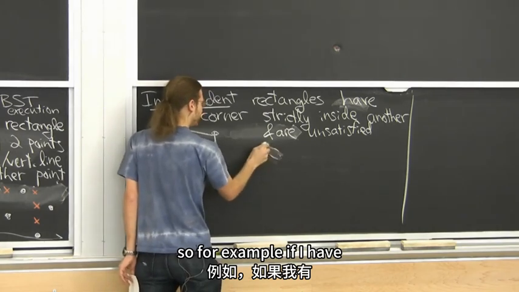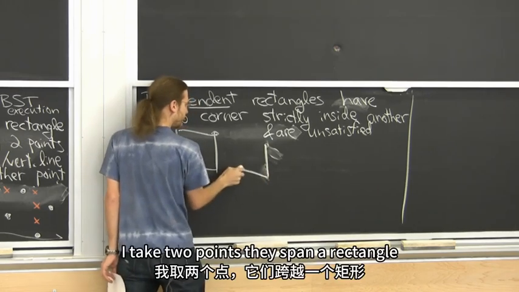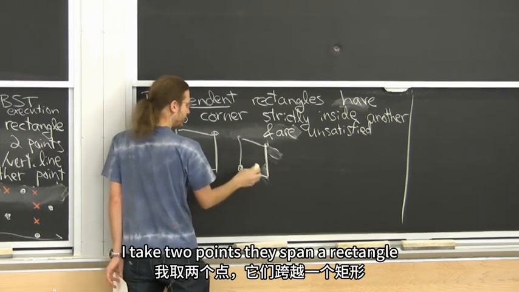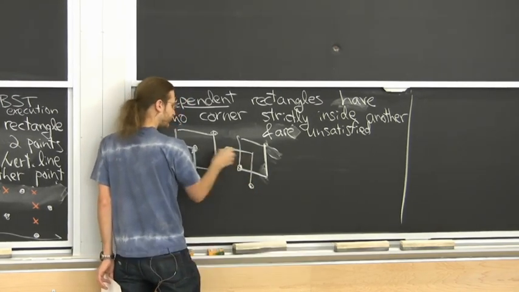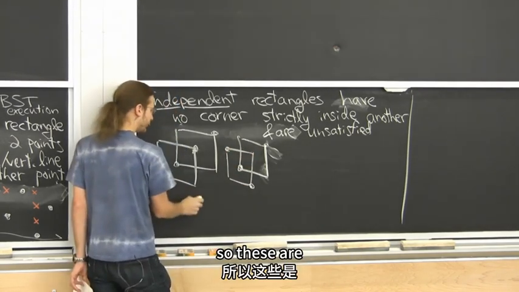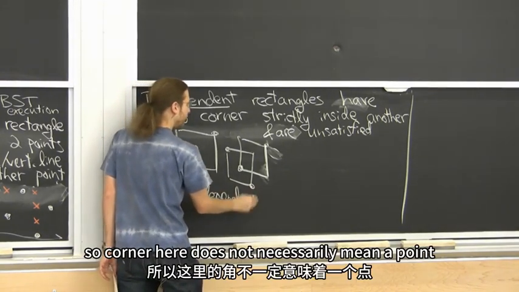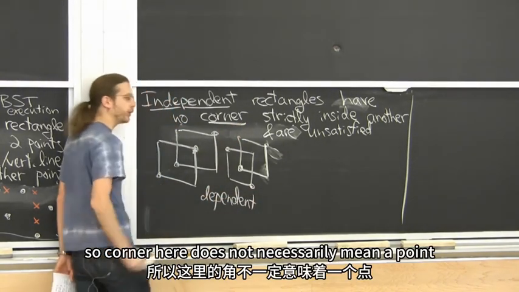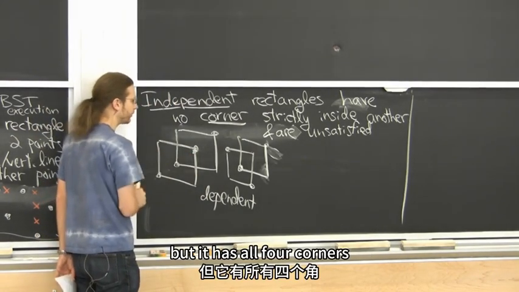So, for example, I take 2 points, they span a rectangle. If I take these 2 points, for example, they span a rectangle. This corner is inside that one, so these are considered dependent rectangles in either case. So corner here does not necessarily mean a point, any of the 4 corners. A rectangle is defined by 2 points, but it has all 4 corners.